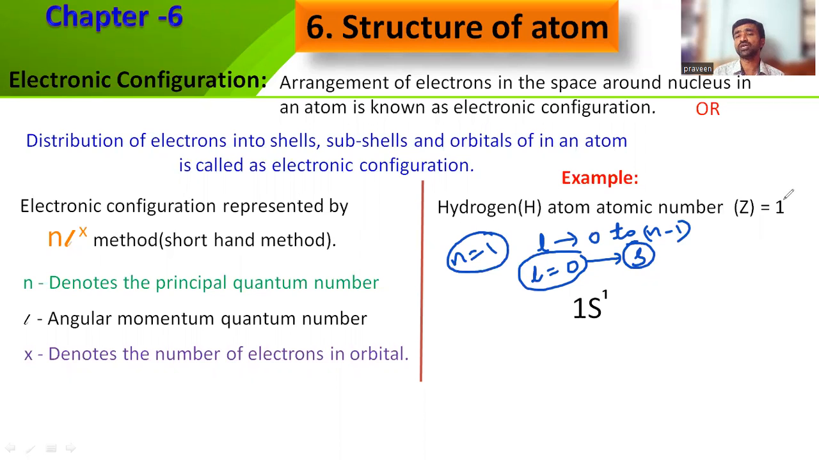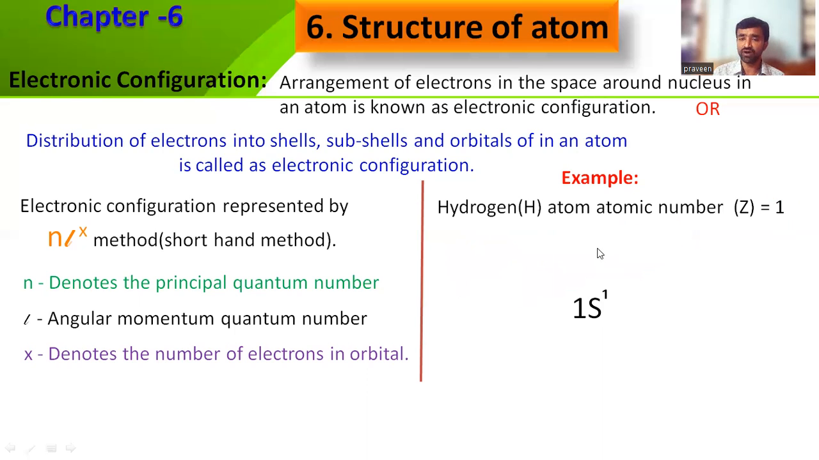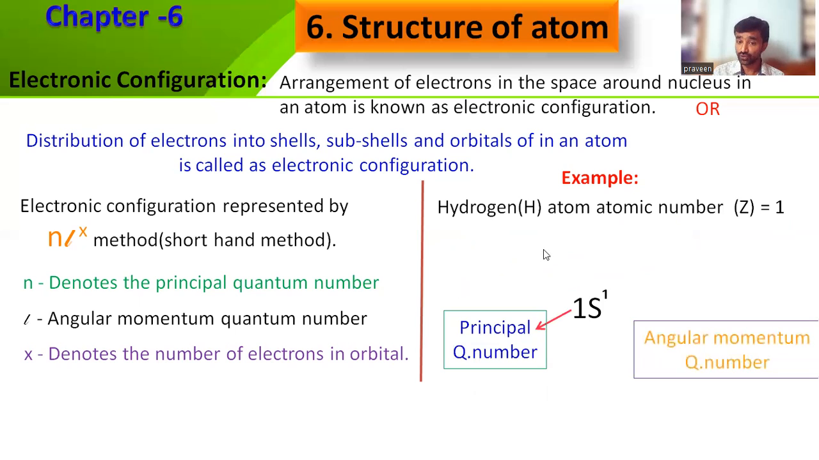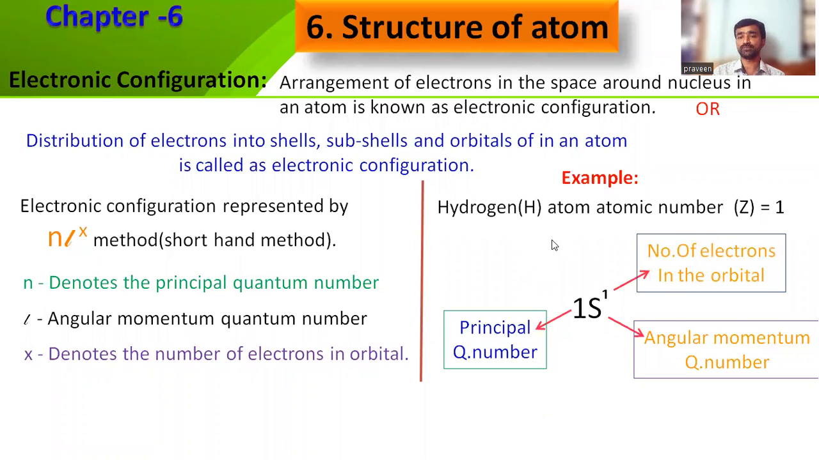The number of electrons, Z, is only 1. That means the atomic number of hydrogen, Z equal to 1. So 1 is the x, l is s, n is 1. So I decided, and that's why I have written the configuration as 1s1. Here 1 represents the principal quantum number, the main shell. L is represented by s, the angular momentum quantum number, the subshell or orbital. Then 1 represents the number of electrons in the orbital s.